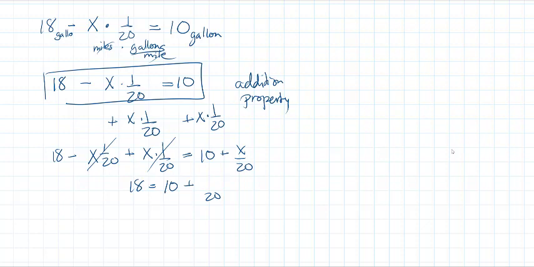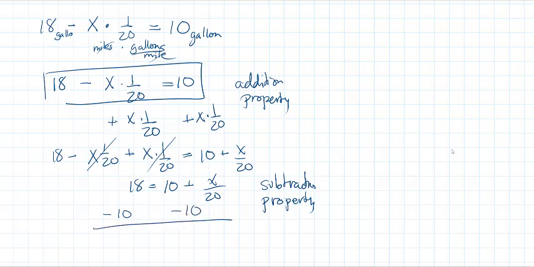Okay, let's write that out straight. Now we can use our subtraction property in order to move our 10 to the other side. So let's subtract 10 from both sides of this equality, and we get 18 minus 10 is 8, and 10 minus 10 is 0, equals x over 20.